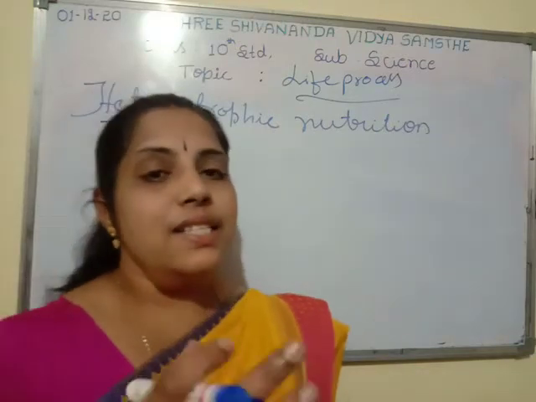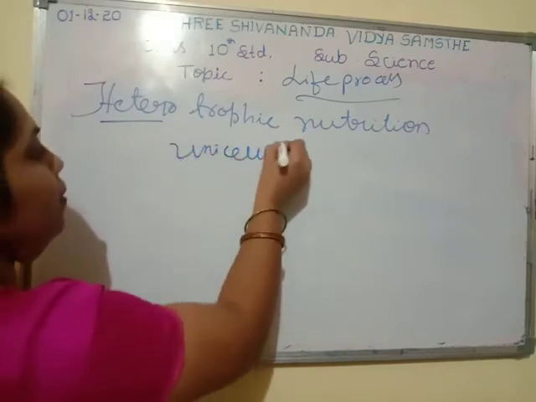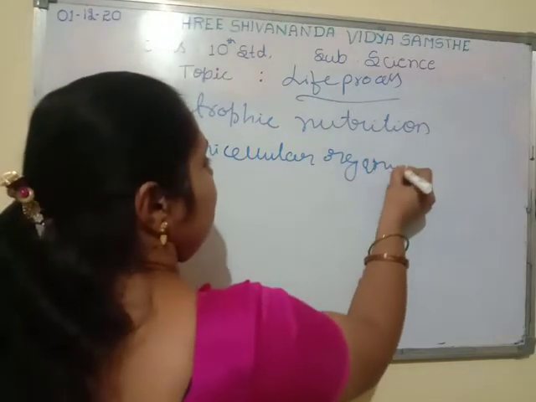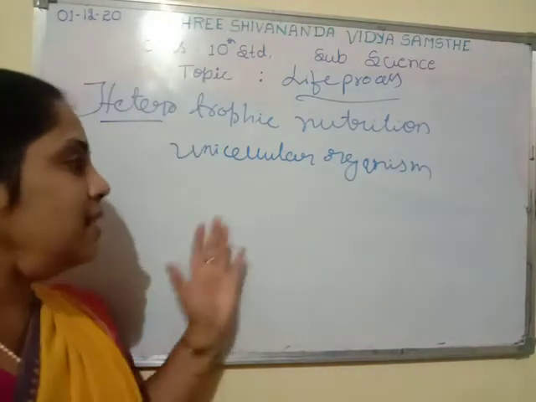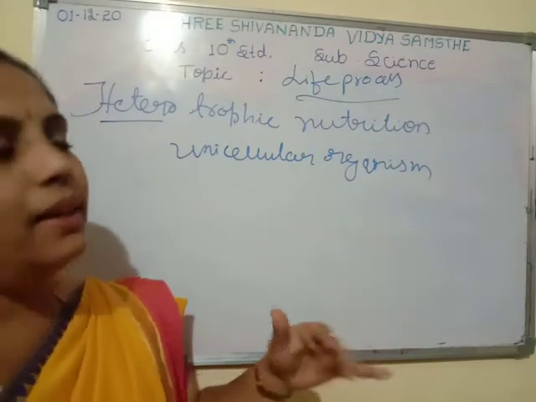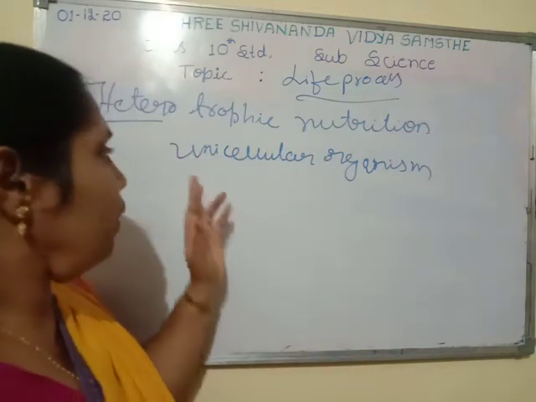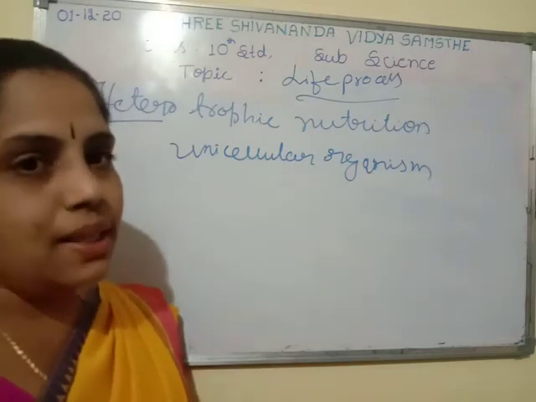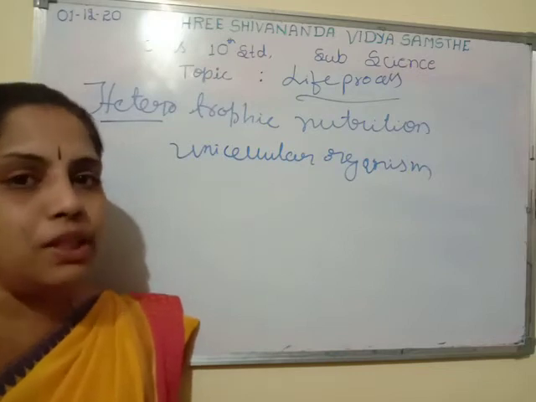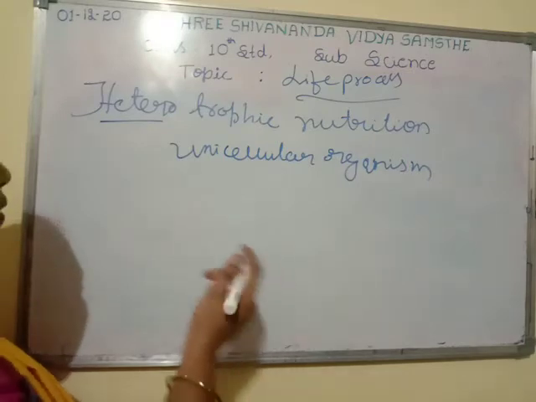Let us see some cases, that is, unicellular organisms. Nutrition in this case is also very different. In different animals, different kinds of heterotrophic nutrition are exhibited. In unicellular organisms like amoeba, what kind of nutrition do they exhibit? That is holozoic nutrition.